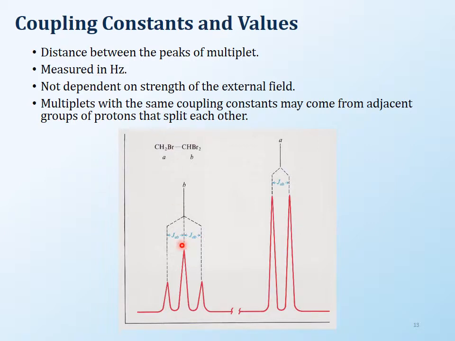We're not looking at ppm anymore, we're looking at very small numbers, so it gets into hertz. On the next page I have some numbers for you. It doesn't depend on the strength of the external field. It doesn't matter whether you're talking about a strong magnet or a weak one. So in any case, that's what coupling constant is.